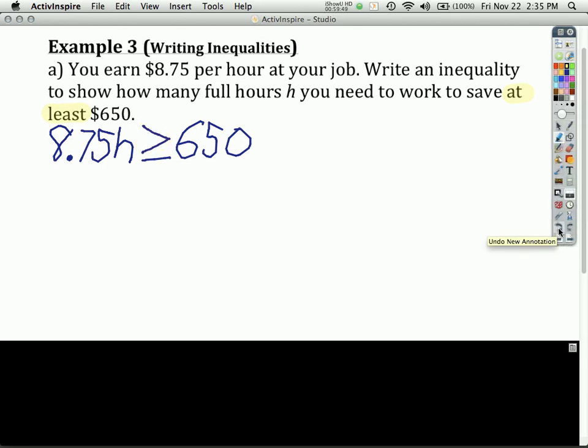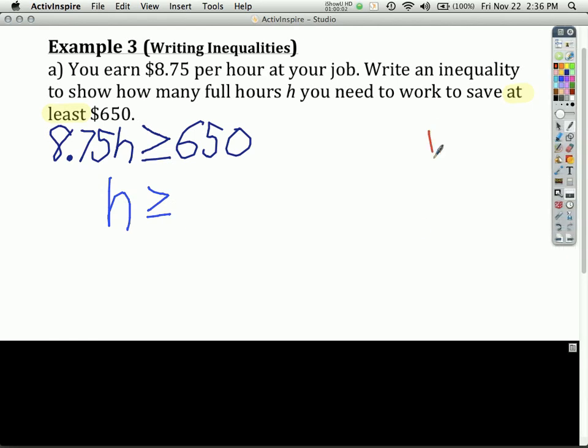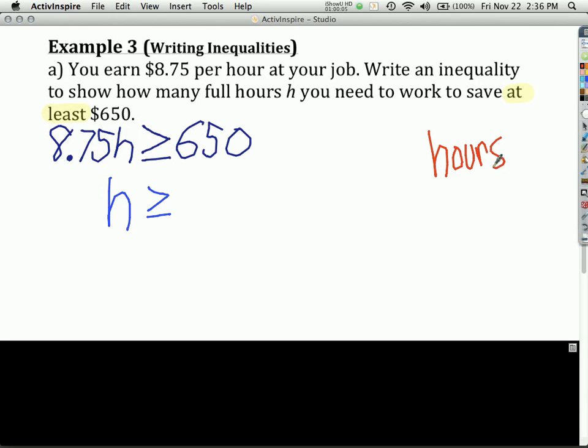Okay? So now we need to solve this to find out how many hours. So go ahead, you take 30 seconds and solve it. You don't really need me to solve it with you. How many hours is it going to take to make $650 or more? How many hours? Got 3 people, 4 people were able to do it?